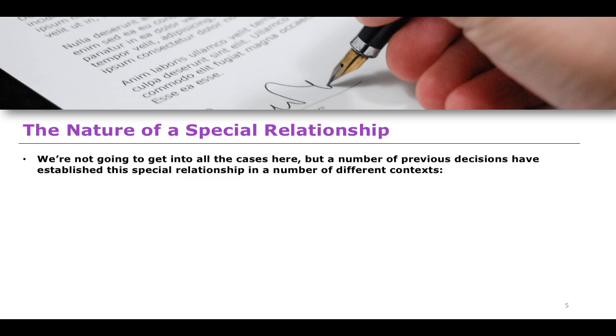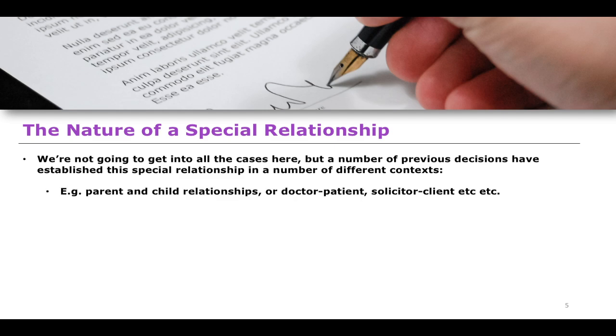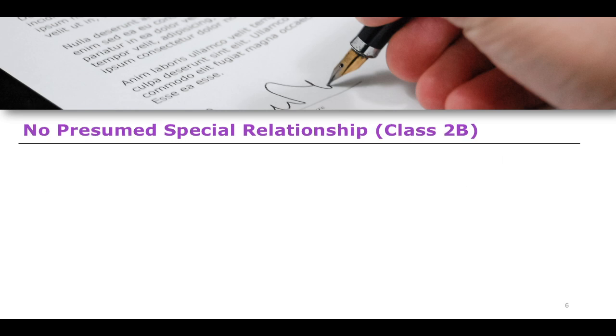So, we're not going to get into all of the cases here, but a number of the decisions have been established in previous cases, which establish what these special relationships actually are, and which ones are actually special relationships. So, for example, a parent and a child relationship, a doctor and a patient, a client and a solicitor all represent this special relationship and have been established previously in cases to represent a special relationship.